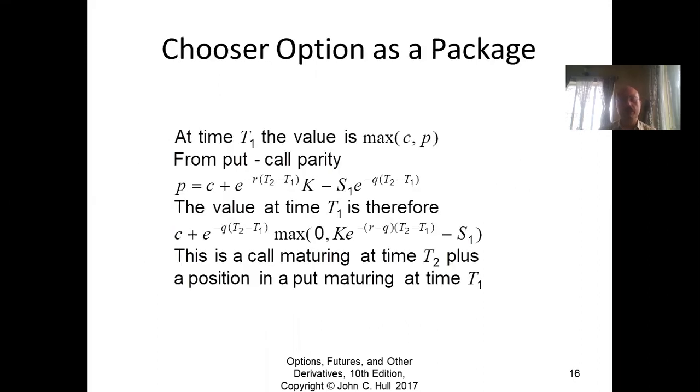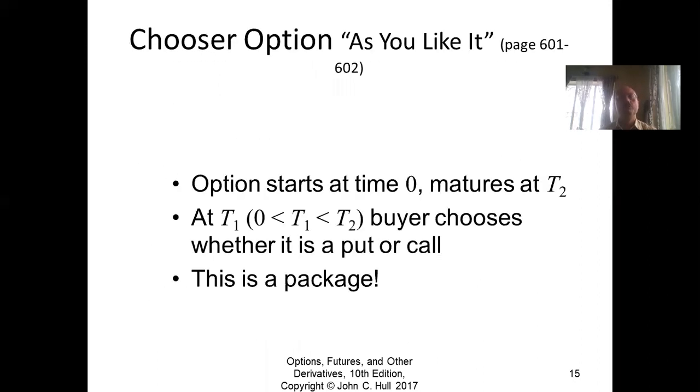Sorry, chooser option. Chooser option is, again, like an implicit package, but it works in a slightly different way. The way it works is, initially you buy an option, you don't say whether it's a call or a put. You don't commit to that. So you start the option contract at time 0, which will mature at some time point t2, but somewhere in between at t1, I can tell the stock exchange whether I want a put option or a call option.